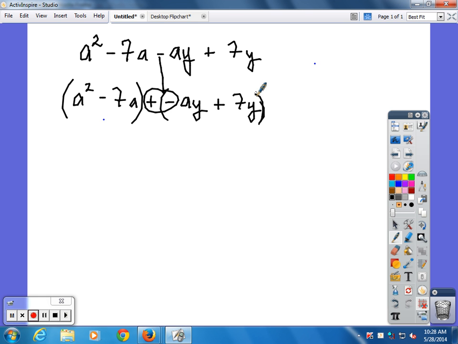So what's in common here? So we factor that out, and we get an a minus 7. What's in common here? Y. We factor out a negative y. Why? Because this is positive, this is negative. We want this to be positive and this to be negative. So I'm going to factor out a negative y.